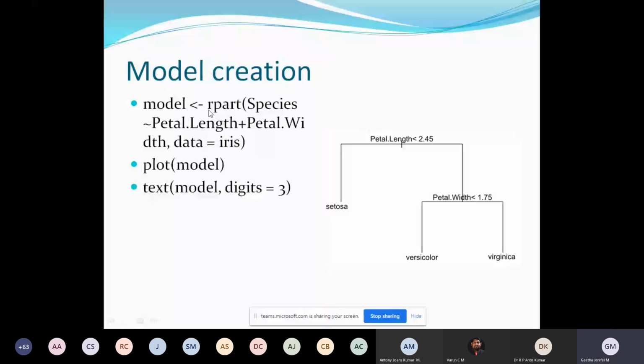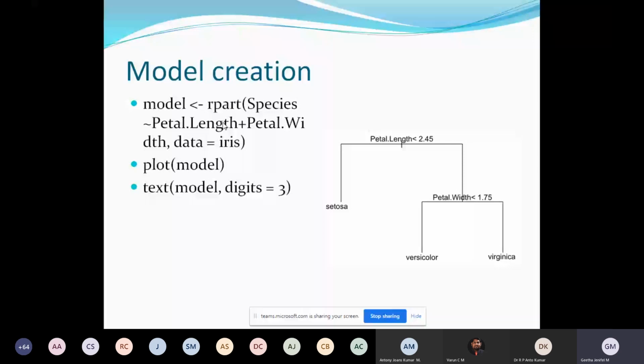First, I call the algorithm rpart, followed by the output variable, that is target or response. In this example, species is the output. Then followed by a tilde symbol. Then you have to use the input. Here I used petal length and petal width as the input. So the model says, based on the petal length and petal width, I'm going to predict the species.